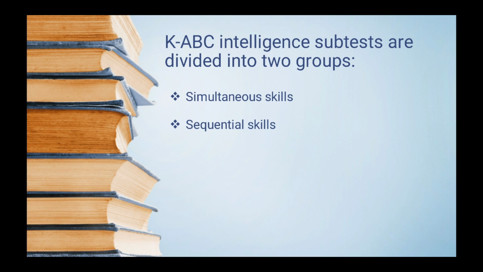K-ABC intelligence subtests are divided into two groups. We have simultaneous skills and sequential skills. In simultaneous processing, information is integrated all at one time. In sequential processing, each bit of information is individually processed in sequence.